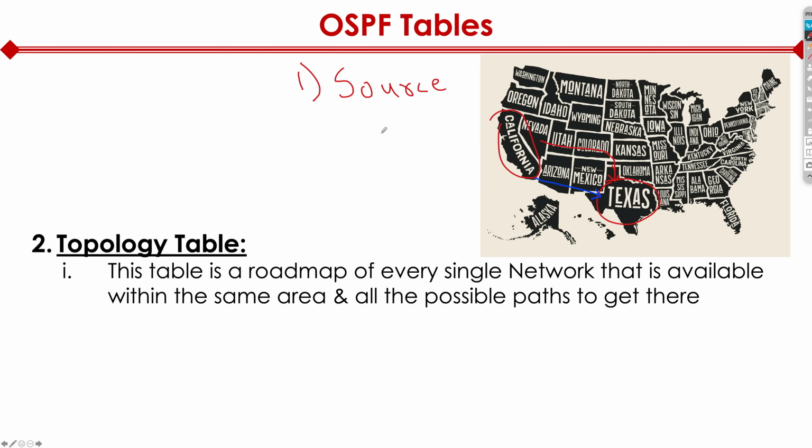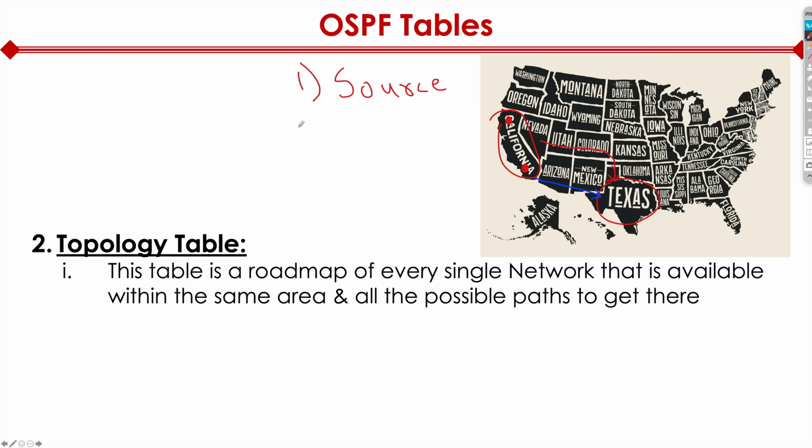What's the exact source of this traffic? Meaning, am I located in Southern California or am I located in Northern California? I'm located in Northern California, right? I'm in San Jose. So if I want to get to Texas, perhaps the northern path is faster to get there. Maybe. But if I live in Southern California, most likely the southern path is much faster and more efficient.